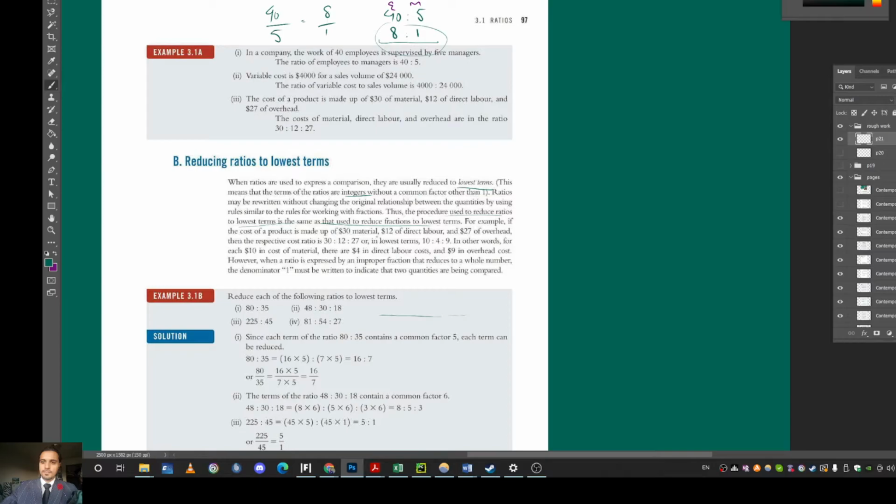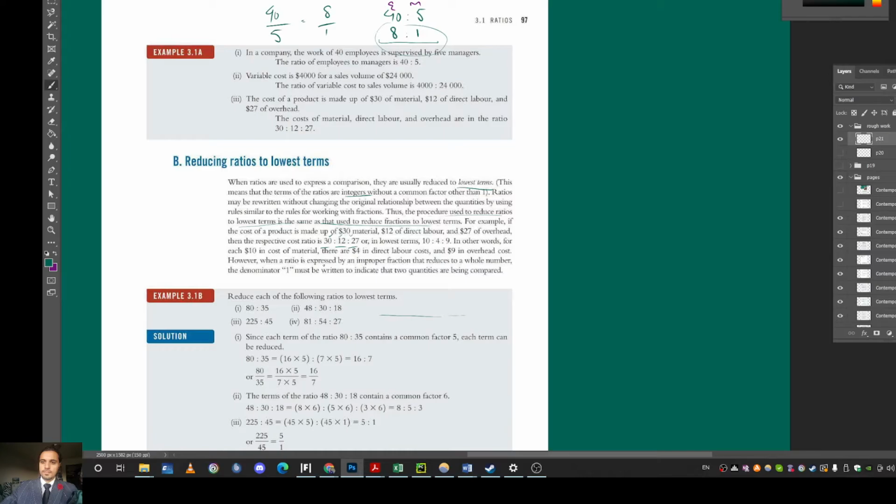For example, if the cost of a product is made up of $30 of materials, $12 of direct labor, and $27 of overhead, then the respective costs are 30, 12, 27, or in the lowest terms, 10, 4, 9. In this case, they found a common factor between 30, 12, and 27, which is 3, and reduced to 10, 4, 9. So for every $10 spent on materials, $4 was spent on labor and $9 on overhead.